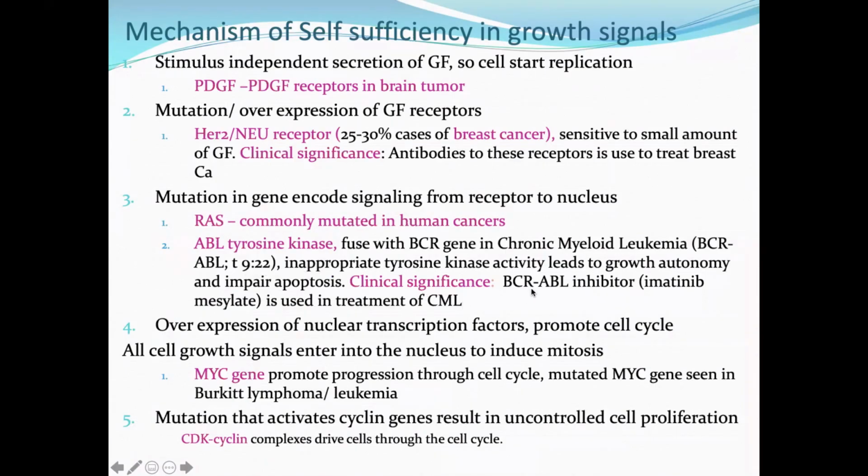The importance of the fusion that results from this translocation in chronic myeloid leukemia is that it can be targeted by a drug called imatinib. Okay, and patients have a good response to imatinib. Prior to imatinib, the treatment of chronic myeloid leukemia was very, very difficult.